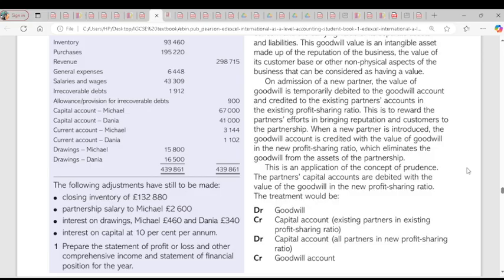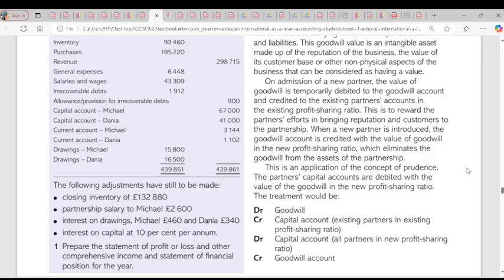So the total balance now will be the sum for Michael and the sum for Daniel. 6,700 minus 460 plus 2,600 plus 39,323 gives us 48,163 for Michael. 4,100 minus 340, which is interest on drawings, plus share of profit 39,323, since he doesn't have salary, gives us 43,083. When you add this together, it's still going to give us the profit. So now the profit has been appropriated.